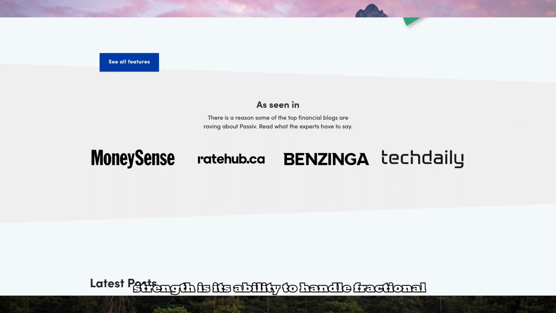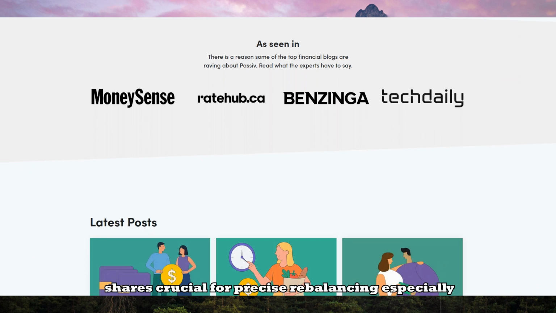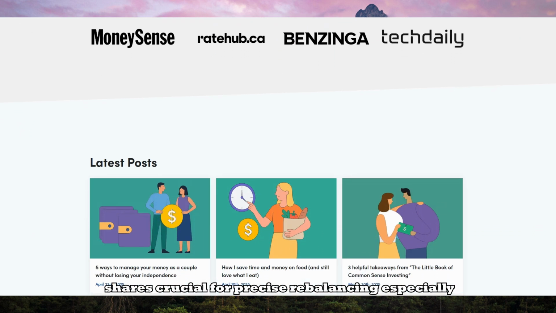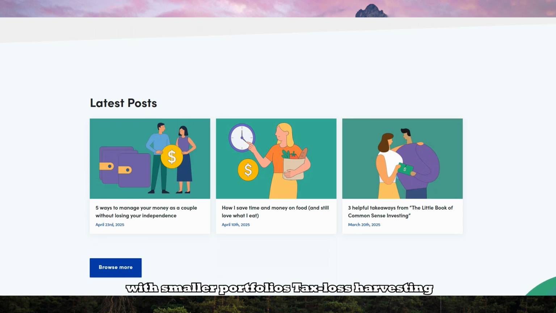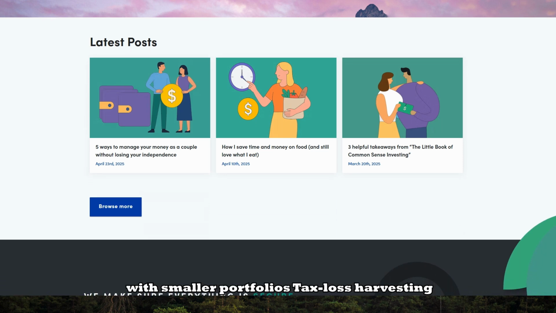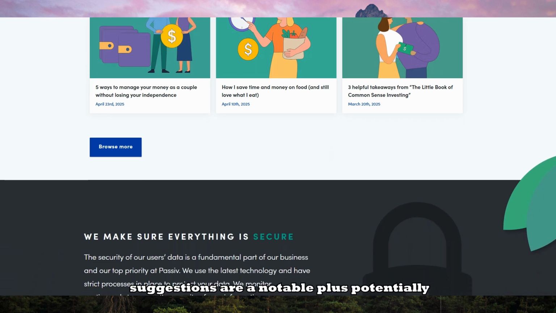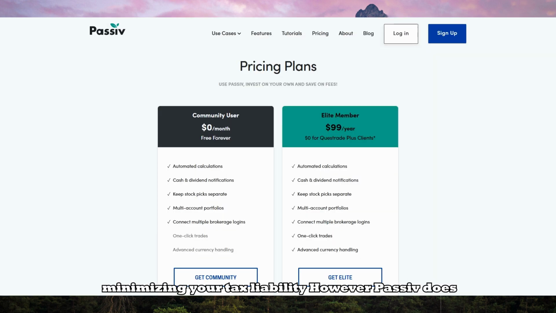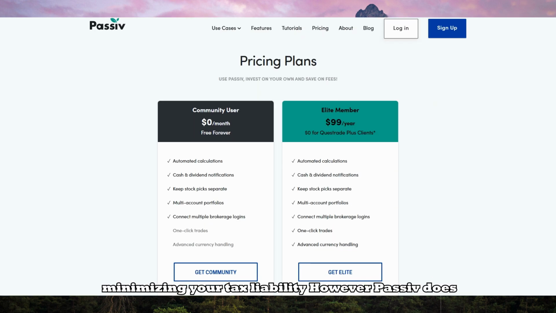Another strength is its ability to handle fractional shares, crucial for precise rebalancing, especially with smaller portfolios. Tax loss harvesting suggestions are a notable plus, potentially minimizing your tax liability.